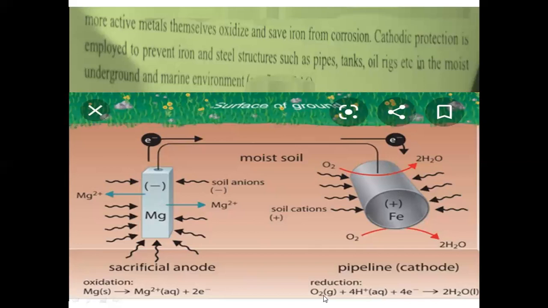You can see oxygen reacts with the hydrogen and the electrons which come from the magnesium. One magnesium is giving 2 electrons, so 2 magnesium will give 4 electrons and will give 2 moles of water. So you can see that there is no reaction of iron, only the reaction of magnesium and the reaction of oxygen. It means that the iron will get safe from corrosion.